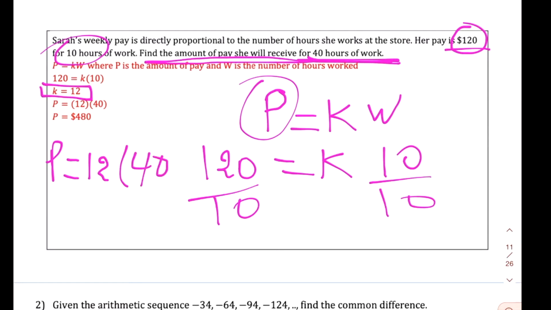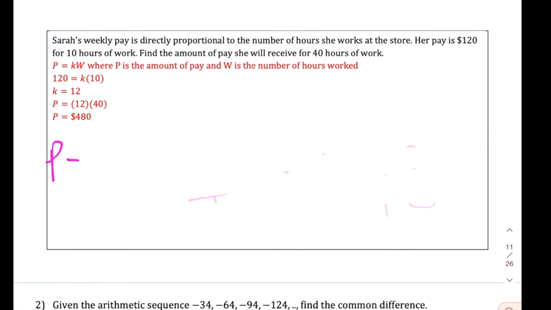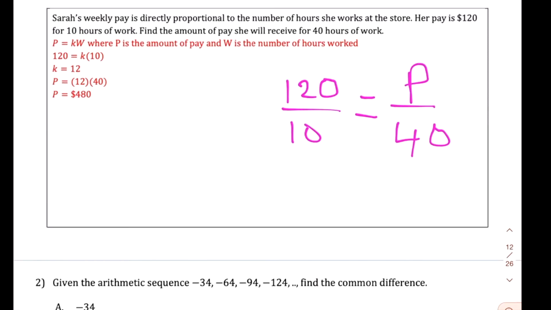Actually, you can use ratios as well to solve this problem. To use ratios, you can do very simple. You can do 120 over 10 hours equals P over 40. And you get the same answer. So you have two ways to answer this, using ratios or using direct proportion.